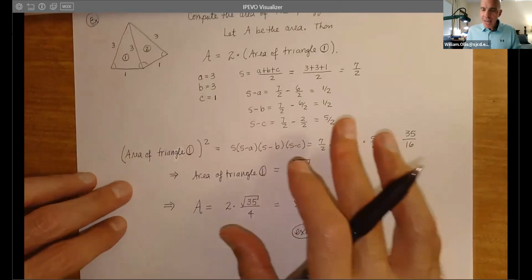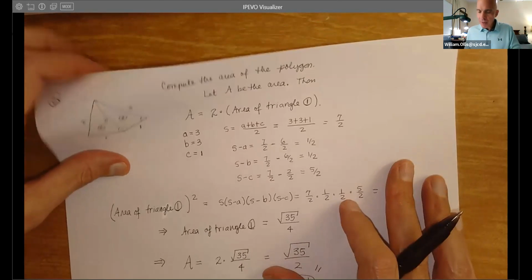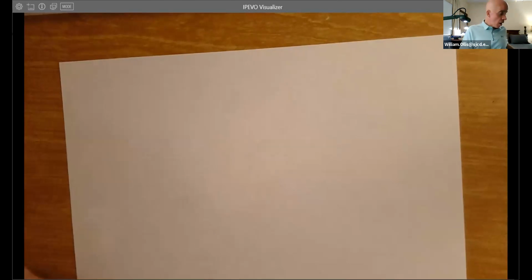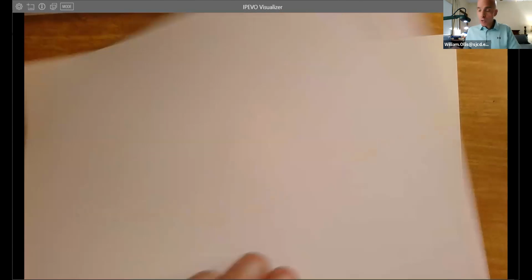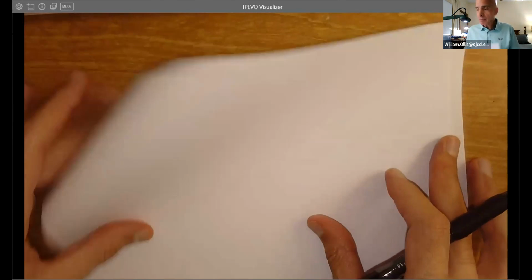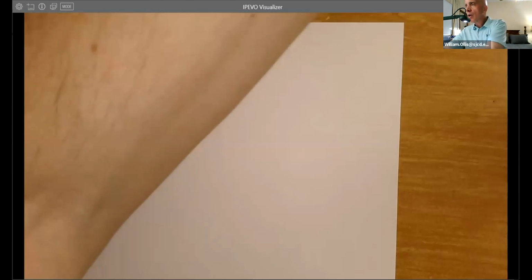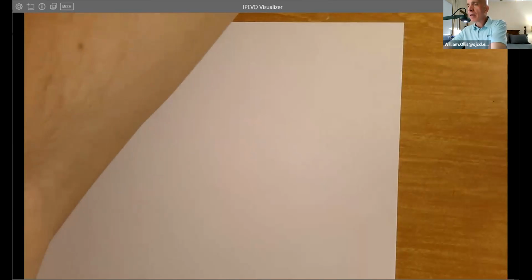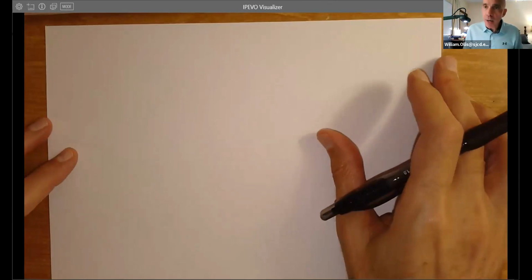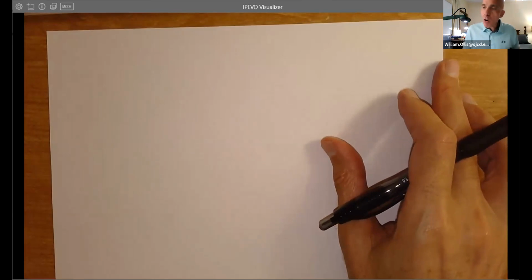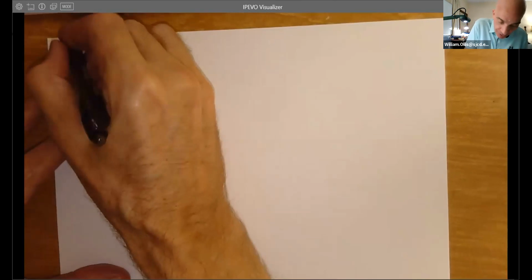Now, I want to back up a little bit and just go ahead and use the law of cosines. The cosine law basically proves Heron's formula. But what we want to do in this particular case is look at an example where we can actually solve a triangle by starting the process with the law of cosines. So let's look at that.